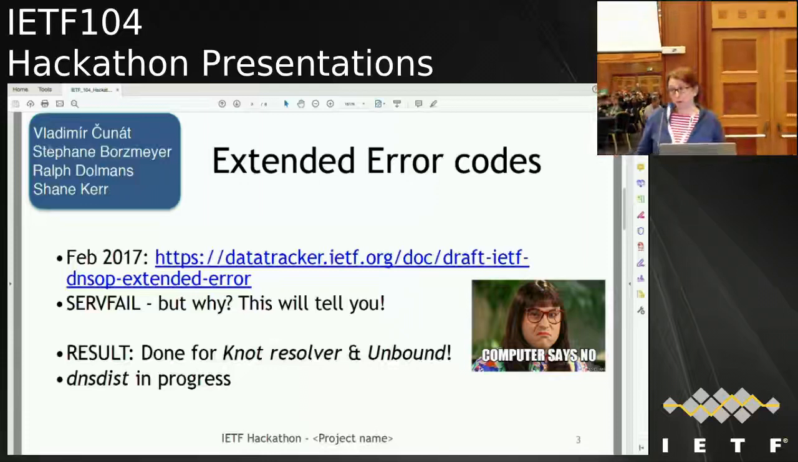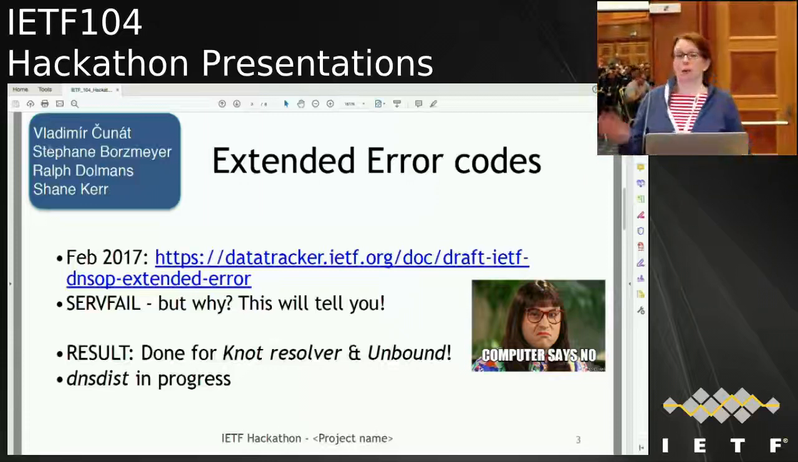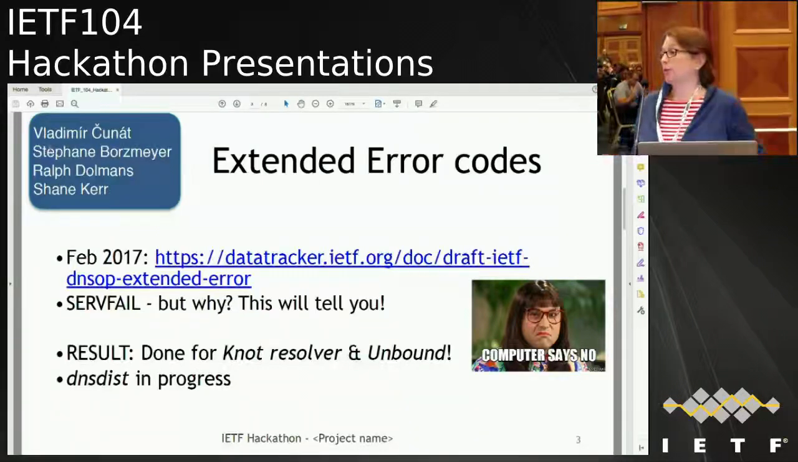The draft has been around for a couple of years, but the work that got done here was to implement it in 2 open source resolvers, with work in progress on a 3rd.